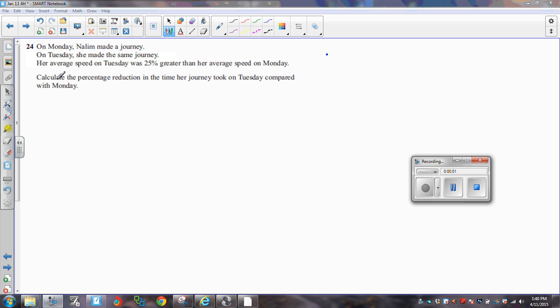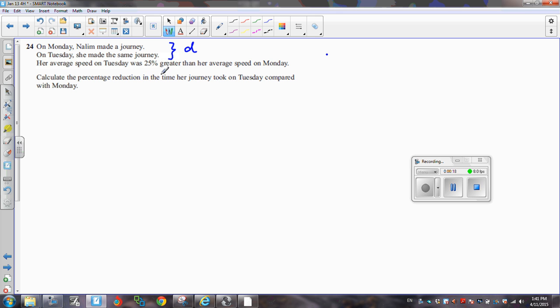Bit of a nasty question, this one. You're told that she makes a journey. On Tuesday, she makes the same journey, but at a different speed. So what you've got to realise is that for both of the journeys, the distance is fixed. And I'm going to call that distance D. So it's the same distance for both.